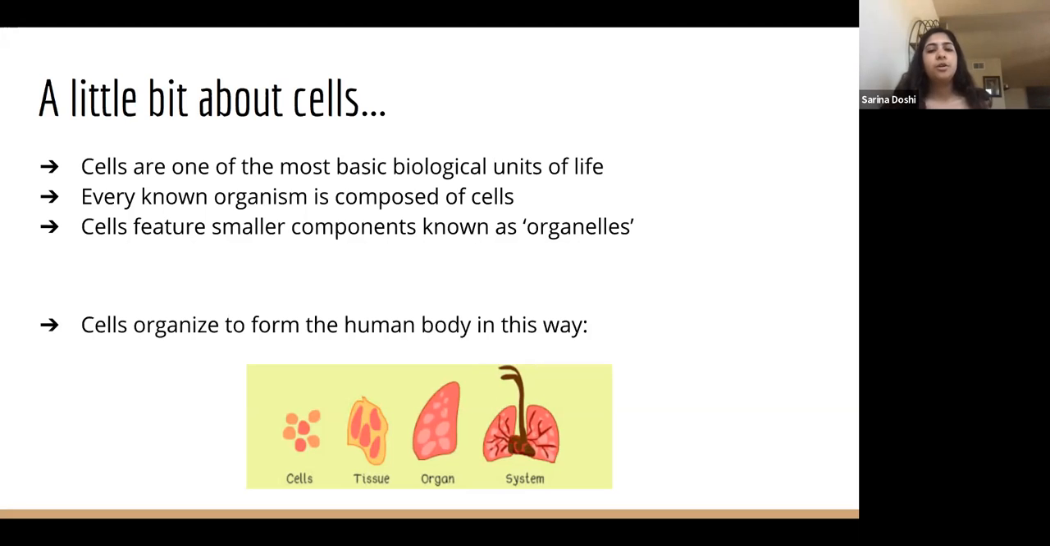Cells feature smaller components known as organelles: mitochondria, Golgi apparatus, endoplasmic reticulum. You can name them for quite a while. And cells organize to form the human body in this way. You'll start off with the individual cell, and then a bunch of cells will congregate to form tissues. Tissues will come together to form organs, and your organs will come together to form a system. For example, the system pictured right here is your cardiovascular system, with your heart being one of the organs and your lungs being another organ.